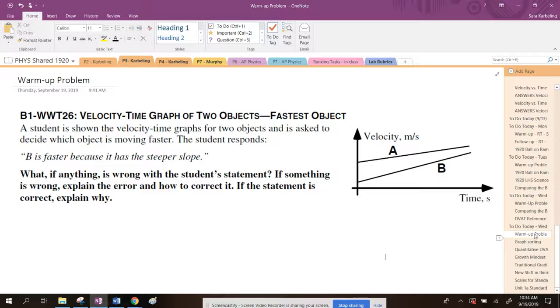If something's wrong, explain the error and how to correct it. If it's correct, tell me why.